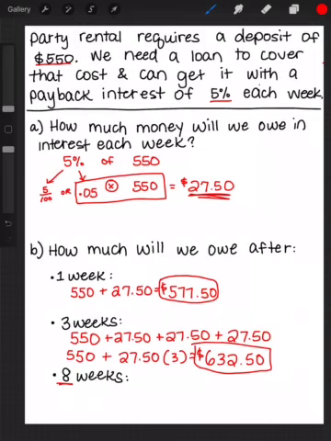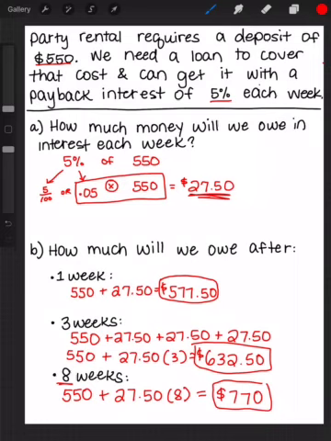Okay. All right. So again, I have 550 as my principal plus my interest times however many weeks it is. In this case, we're at 8 weeks. I do my multiplication before my addition. So 27.50 times 8 plus 550. And now we're up to $770. Okay, so you can see that it starts going up, but it's going up at a constant rate. It's going up $27.50 each week. So it does benefit us to be able to pay this back quicker.